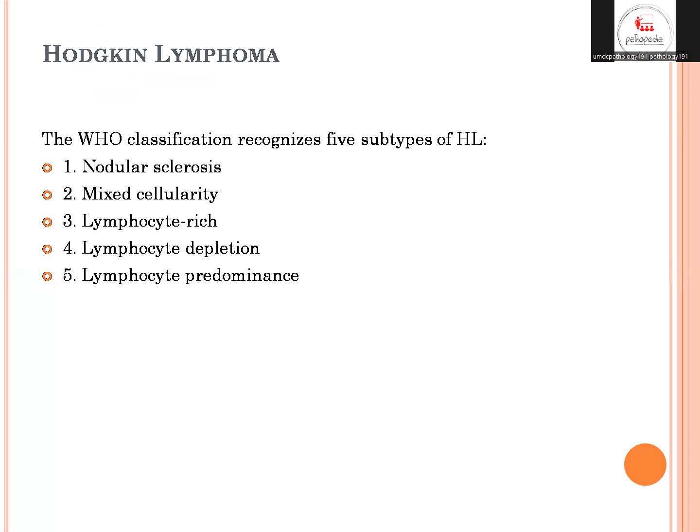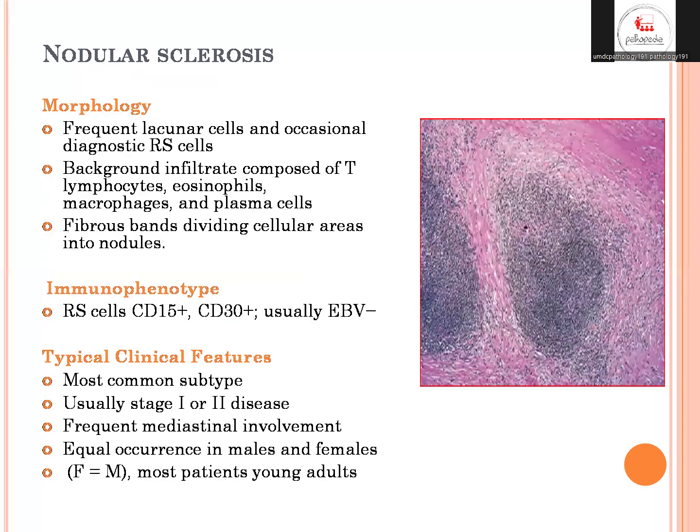WHO classifies Hodgkin lymphoma into five different subtypes, including nodular sclerosis, mixed cellularity, lymphocyte rich, lymphocyte depletion, and lymphocyte predominance. When we talk about nodular sclerosis, the morphology in the picture shows frequent lacunar cells and occasional diagnostic Reed-Sternberg cells. The picture also shows a background infiltrate composed of T lymphocytes, eosinophils, macrophages, and plasma cells. There are fibrous bands dividing cellular areas into nodules like this. This is the fibrous band.